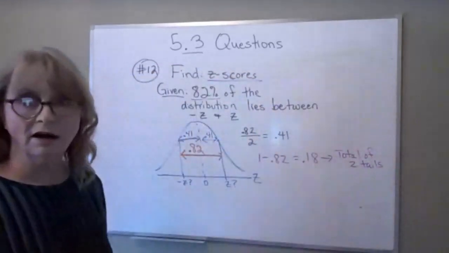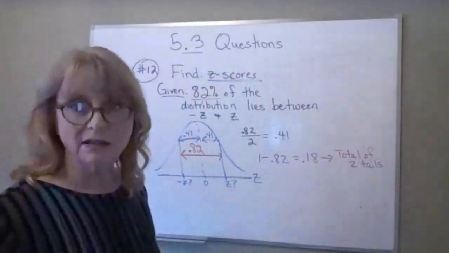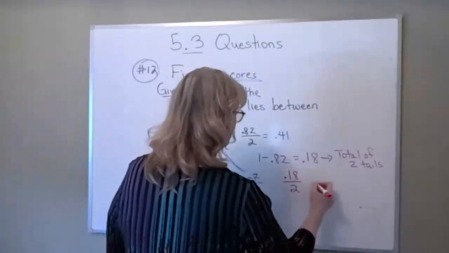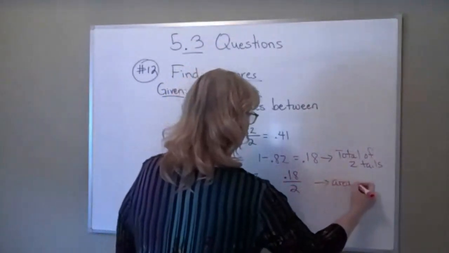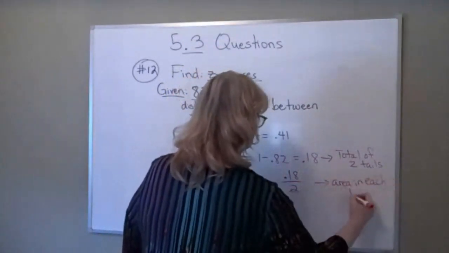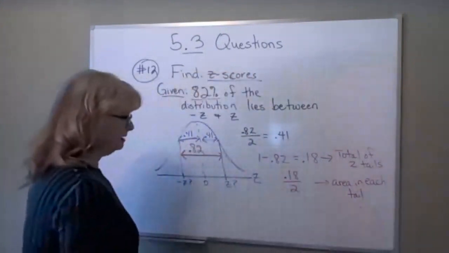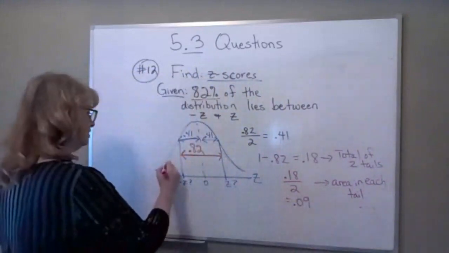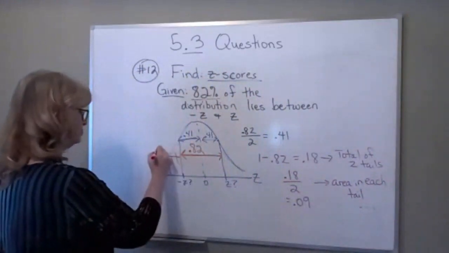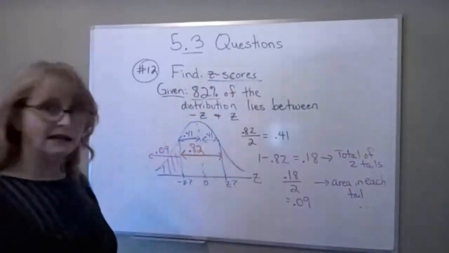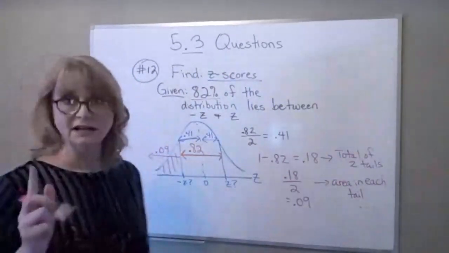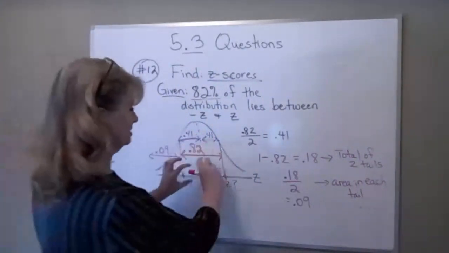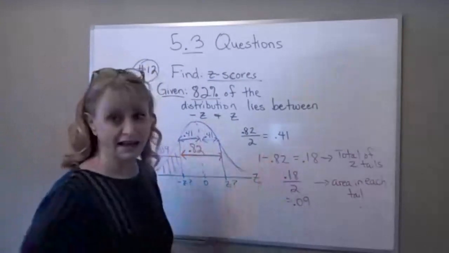If that's the total of the two tails, divide that by 2, okay? If I do 0.18 divided by 2, that will give me the area in each tail. And 0.18 divided by 2, I believe, is 0.09. So now I know that the area right here, this area here, is 0.09. Did anybody think of another way to find it? There is another way. We can subtract that total area from 1. That gives us the total area in both tails, and we divide that in half.